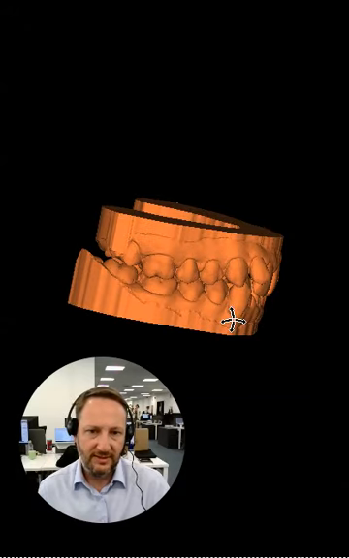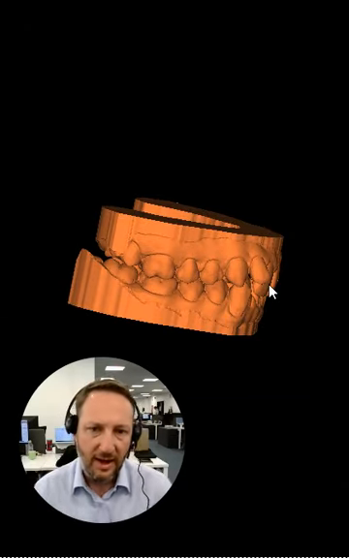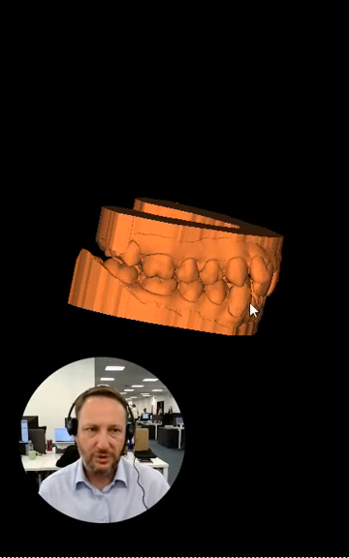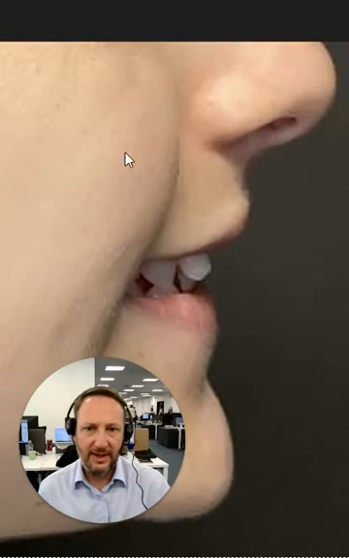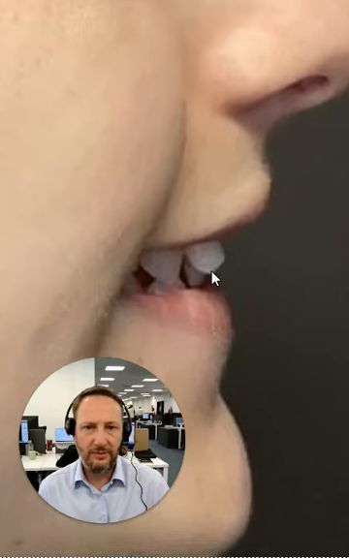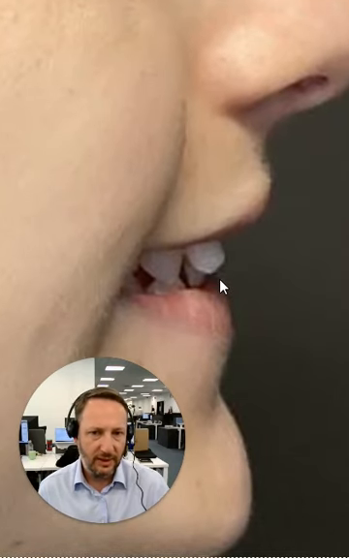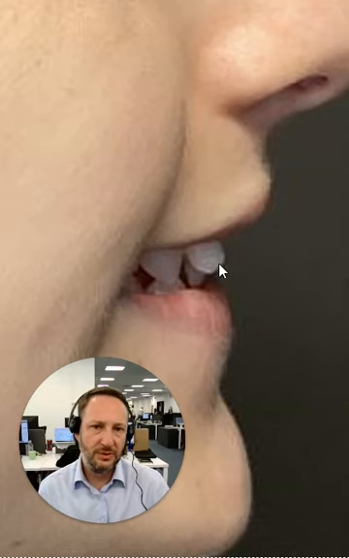Okay, we can see that the class 2 second division with the retroinclined incisors is preventing the mandible from positioning better. This is something that we can check in her profile. Her profile has a good angle between the upper lip and the nose, a good position of the maxilla. So the problem is not in the upper arch, and this is very important for us to understand from the beginning.